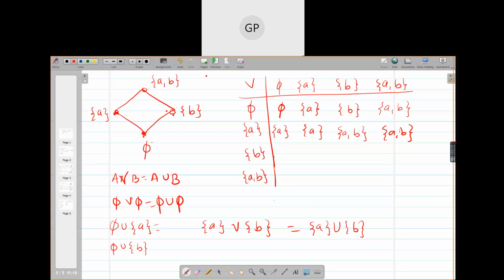Next. This will be B. Yes. Now this will be again A comma B, AB. This is B. And this is again AB. This is AB. Correct? AB. Similarly, one can prepare the meet table.